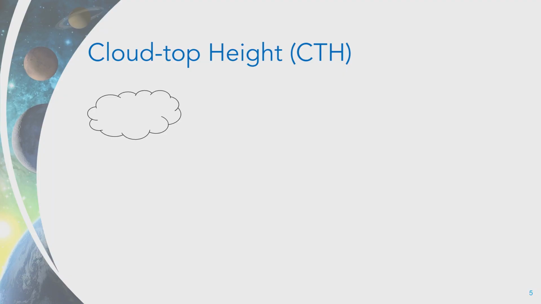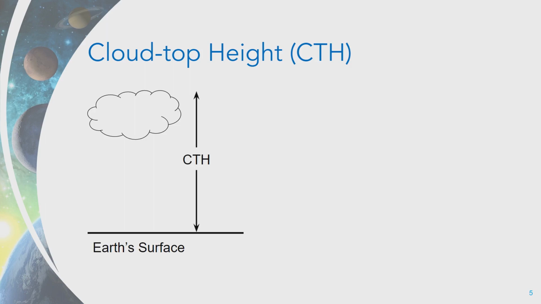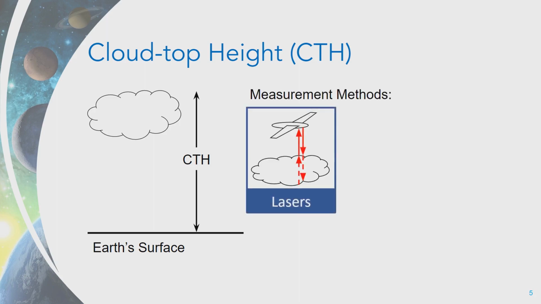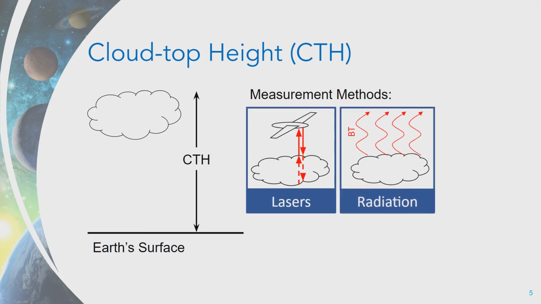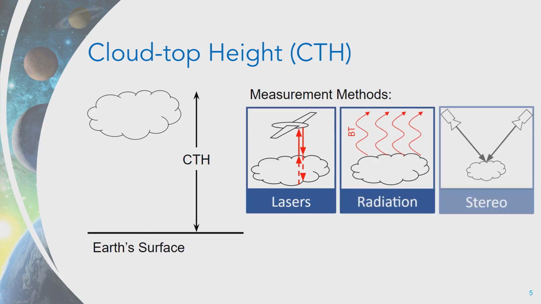Cloud top height, or the altitude of the highest visible portion of a cloud from the Earth's surface, can be measured in several ways. They can be measured through lasers, through sensors sensitive to the radiation emitted by a cloud, or by capturing stereo images, among others. In this presentation, we shall focus on measuring cloud top heights using stereo images.